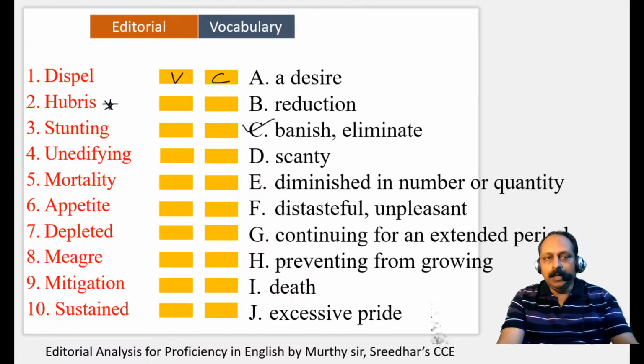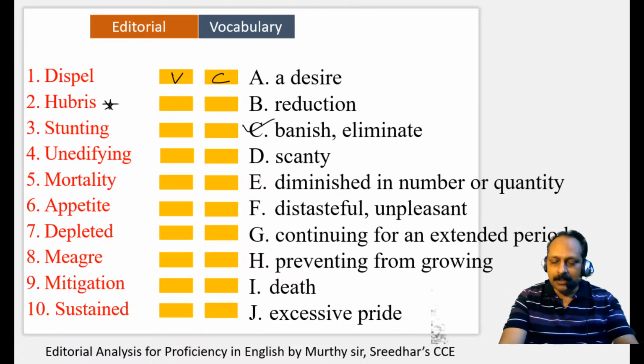Go to the second word, hubris, an important word you have got for the first time. Spend some time and try to remember that word after the session. It is noun. What does it mean? Excessive pride. Pride, noun. So J is the answer. Stunting, stunt, stunted. It is a verb. But stunting growth, then it changes to adjective. It could be a verb, it could be a noun, it could be an adjective. What does it mean? Preventing from growing. H is the answer.